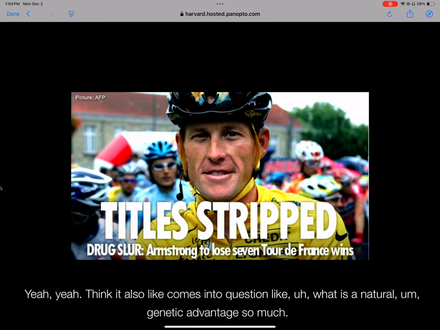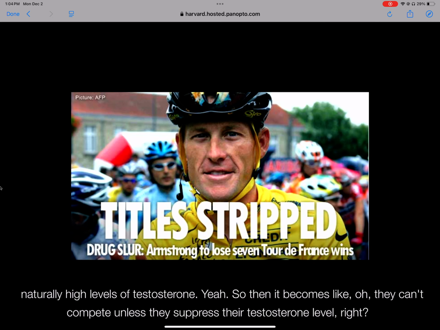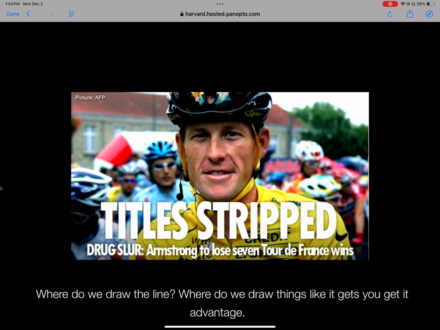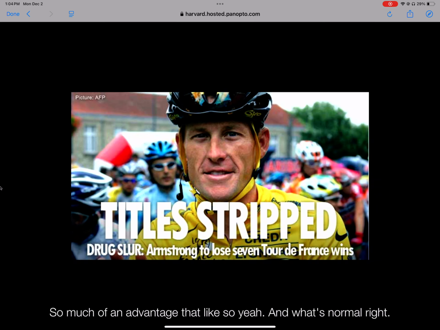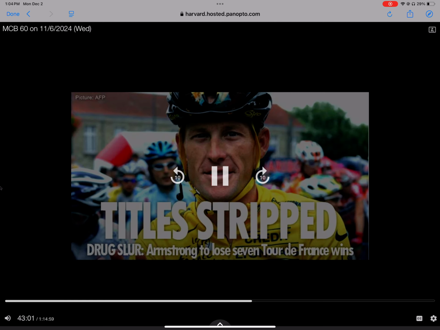Yeah. I think it also calls into question at what point is a natural genetic advantage so much of an advantage that it can't be allowed, because what has been seen in track lately is female athletes that were born with naturally high levels of testosterone. Yep. So then it becomes, oh, they can't compete unless they suppress their testosterone level. Right. But then EPO is like, oh, we can let him have his high blood levels. Where do we draw the line? It gets complicated. And what's normal, right? What's this quote unquote normal level? What's an advantage, right?